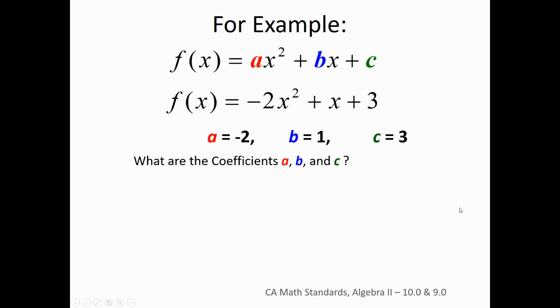All right, there are the answers. So hopefully you can see that a is your -2. That's the number in front of your quadratic term. Your b is 1 because there's nothing there, so 1 times x is 1x. It's really an invisible 1. And your constant term is a +3.